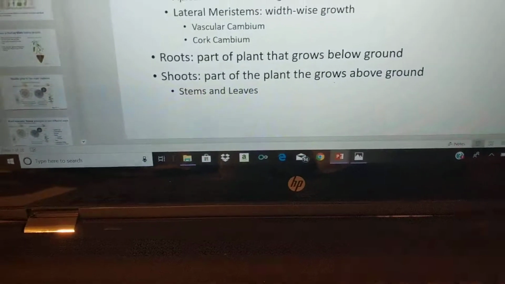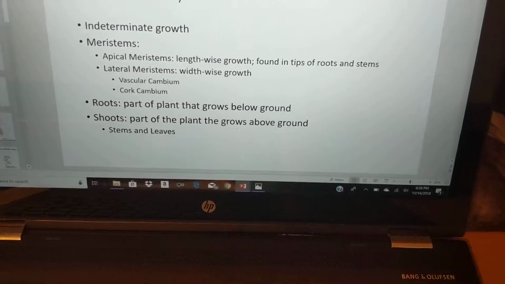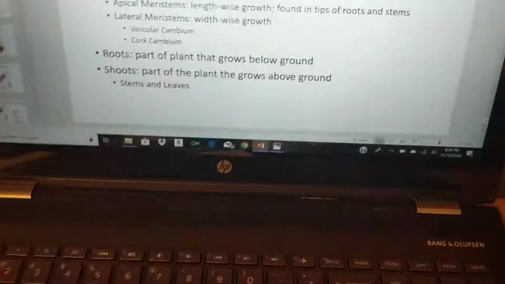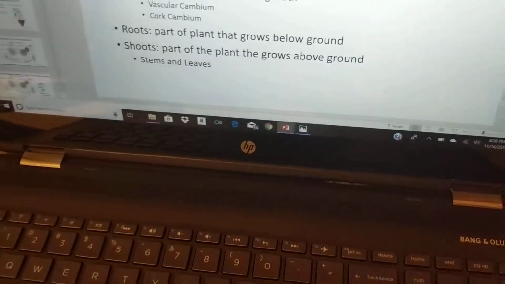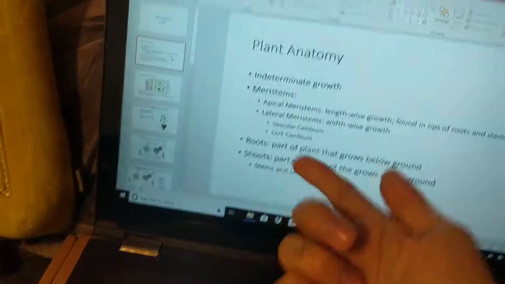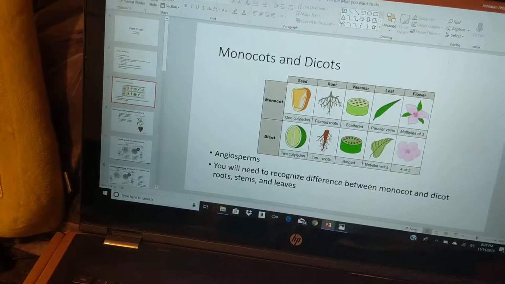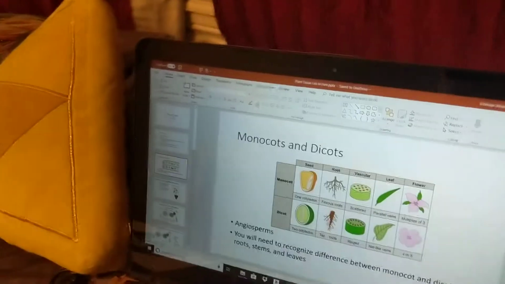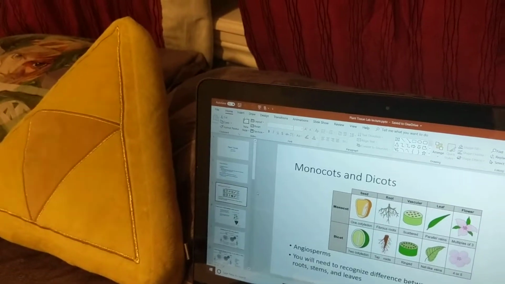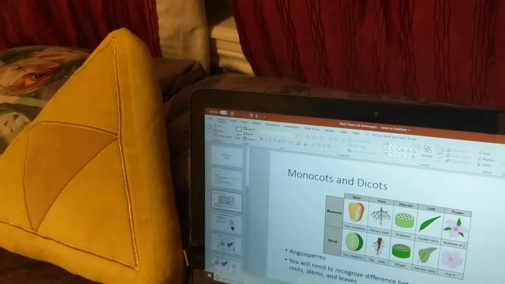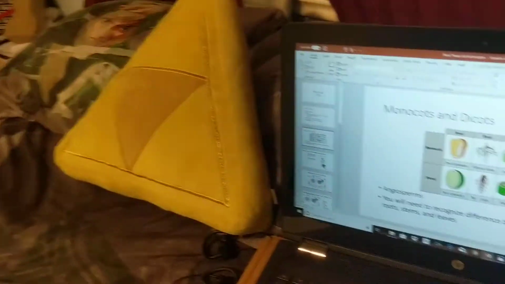There are two ways to classify parts of the plant. There are the roots, anything that grows below the ground, and shoots, the parts that grow above the ground, which are leaves and stems. Now, in case he asks this question: what are the vegetative parts of the plant? That means the parts not involved in sexual reproduction. So that would be the roots, the stems, and the leaves.